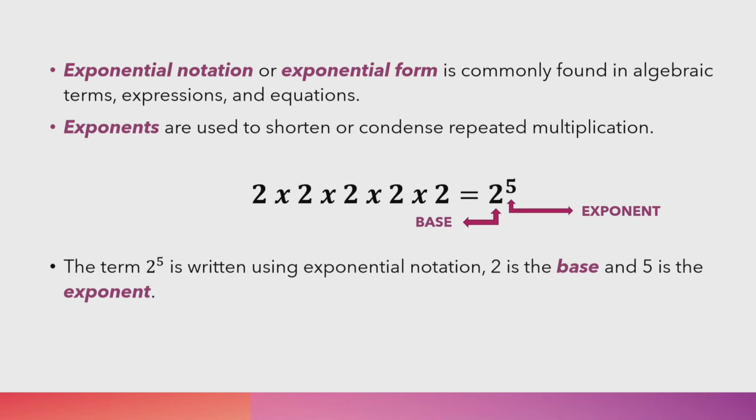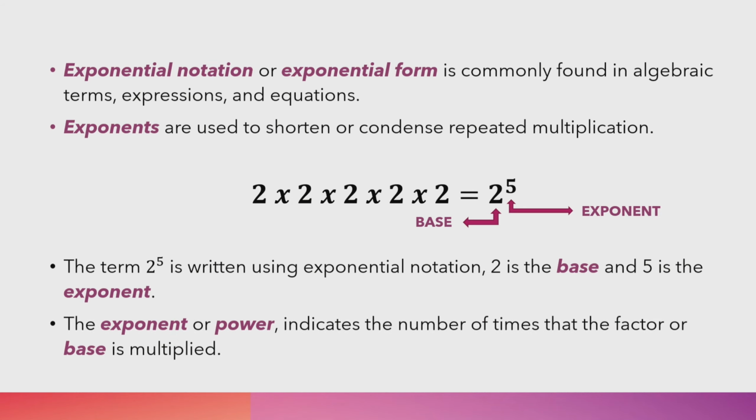The term 2 raised to 5 is written using exponential notation. 2 is the base and 5 is the exponent. The exponent or power indicates the number of times that the factor or base is multiplied. So notice this number 5 as exponent means there are 5 factors of 2.